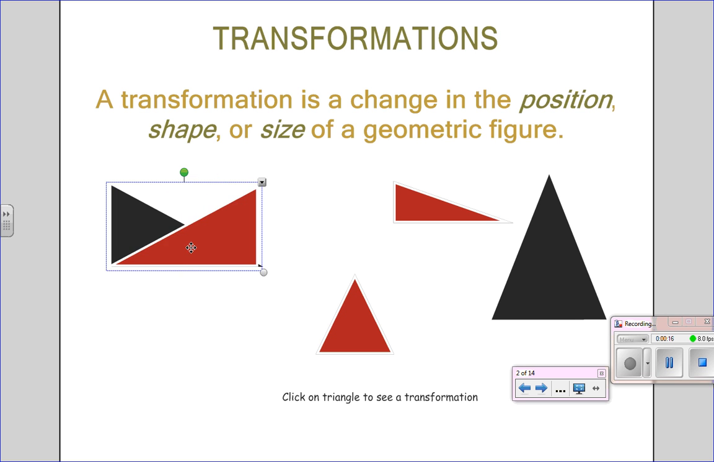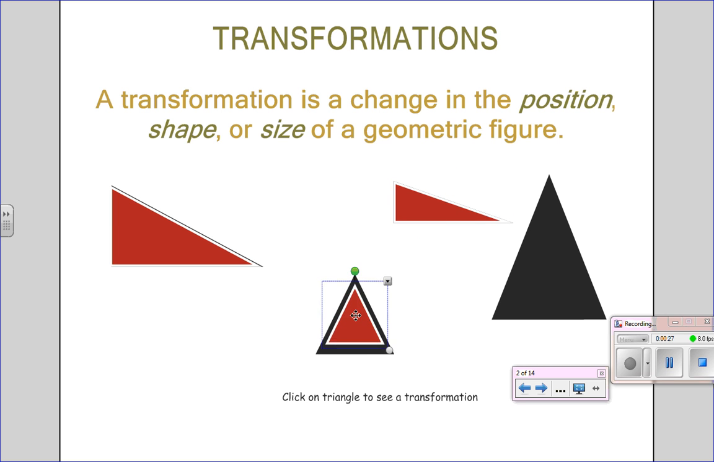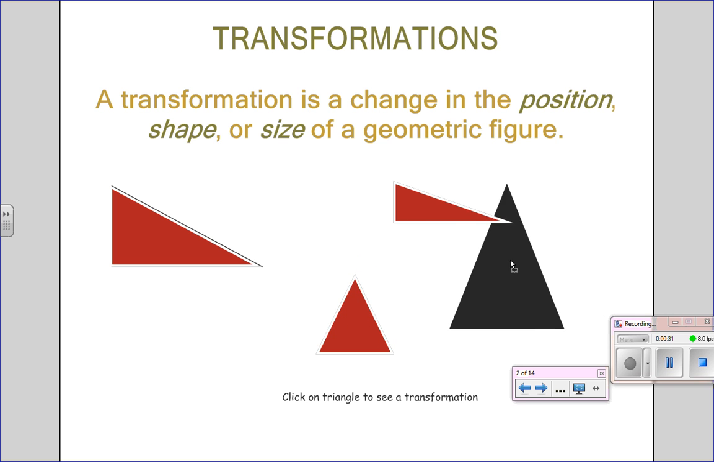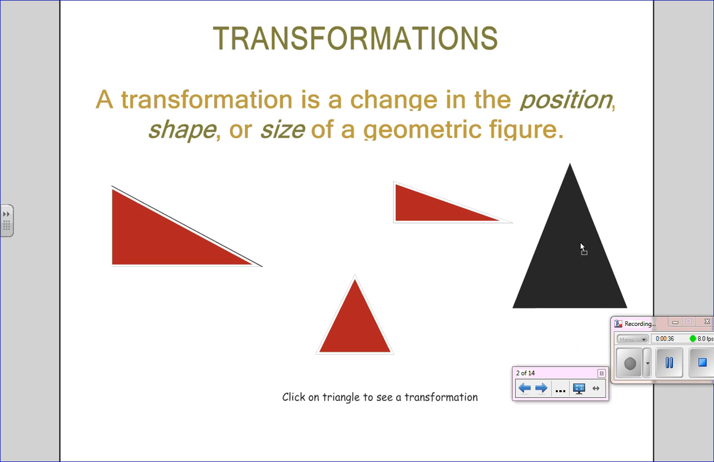You might remember that previously when you learned about transformations, when you flip a figure, it's called a reflection. When you do this, we're rotating the figure. When you reduce or enlarge a figure, it's called a dilation. And finally, the one we're going to be focusing on in this video is when you slide a figure or move it around, it's called a translation.